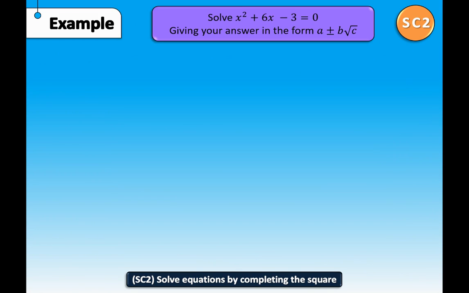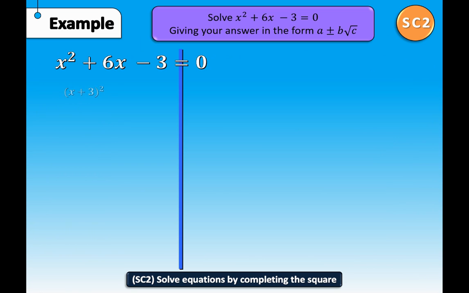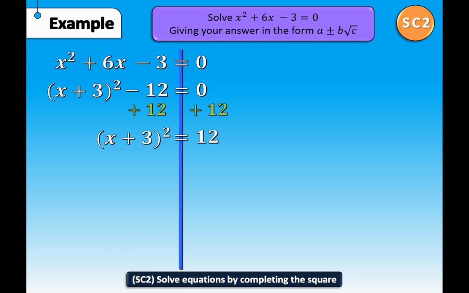So we want to solve this quadratic by completing the square. So this means giving our answer in surd form. So if we start by putting it into completing the square form, like so, and then add 12 to both sides. So we've got x plus 3 squared equals 12. Then square root both sides. So x plus 3 equals the square root of 12.